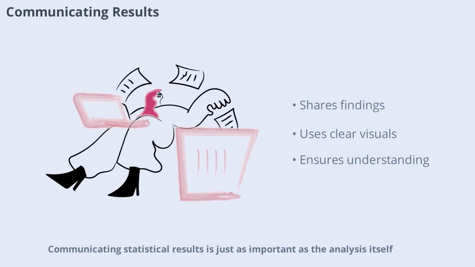Communicating statistical results is just as important as the analysis itself. Data scientists use clear language, visualizations, and summaries to share findings with stakeholders. Good communication ensures that insights are understood and acted upon.